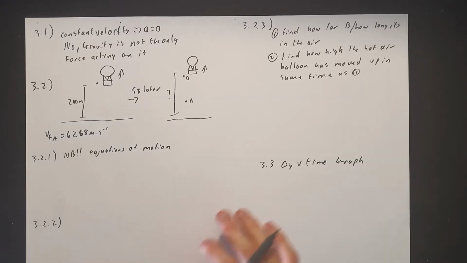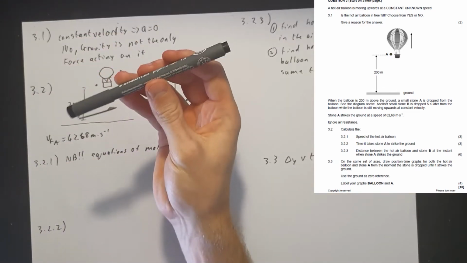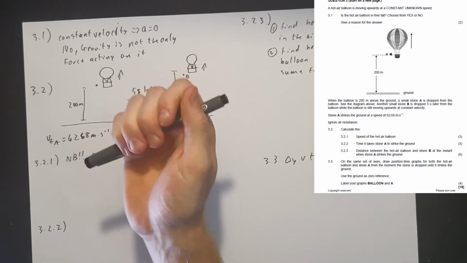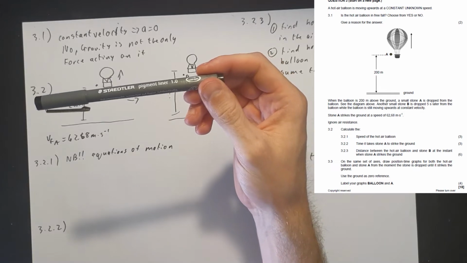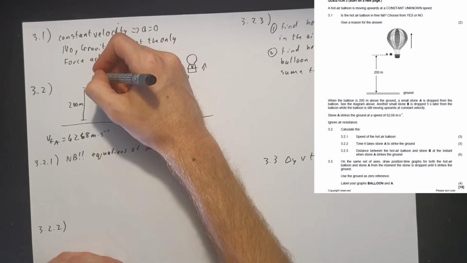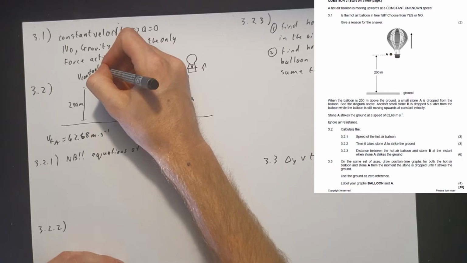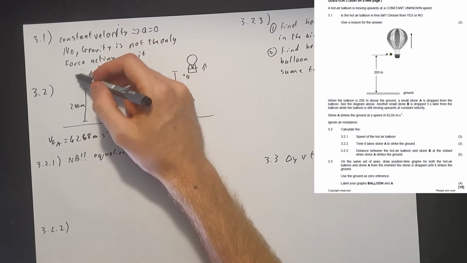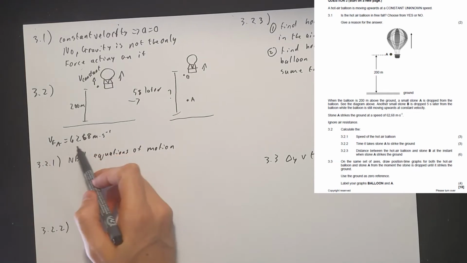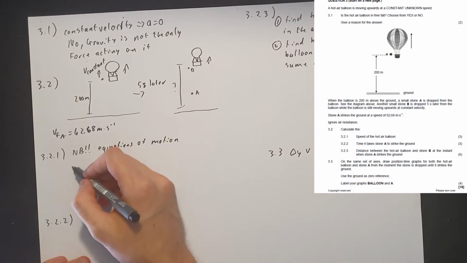Note that when you're in the hot air balloon, let's say this is my stone. If I'm holding the stone, I am moving at the same speed upwards as the hot air balloon. Therefore, the stone is moving at the same speed upwards. So the stone is moving up at v constant, and that's what we want to find. So we need to find the initial velocity of the stone, given that the final velocity of stone A is 62.68 meters per second.